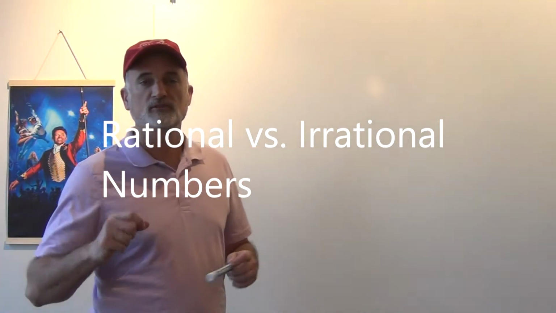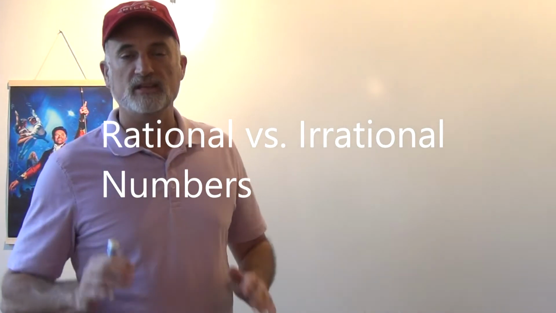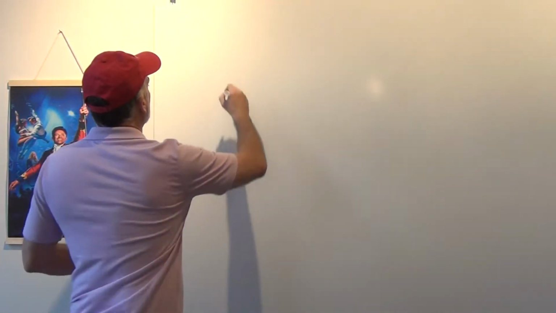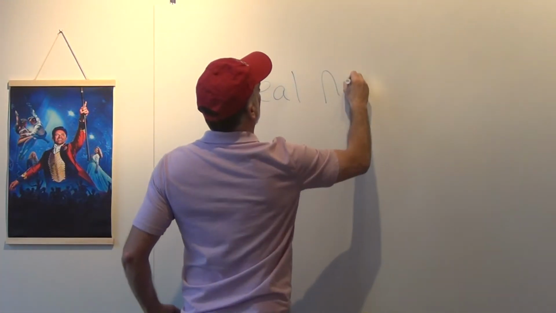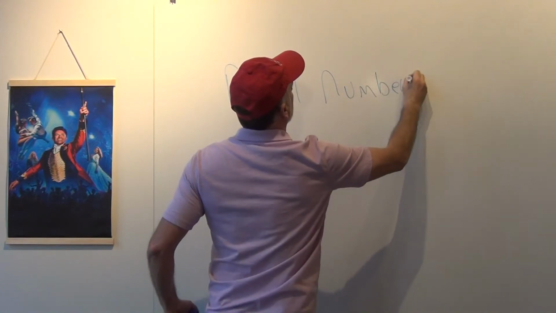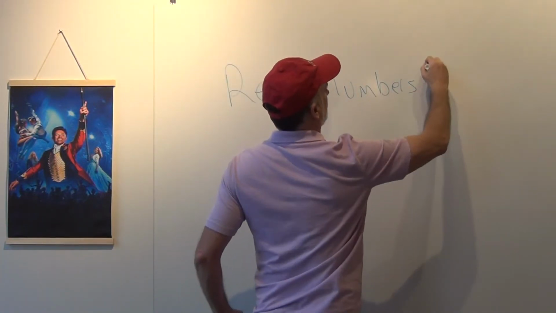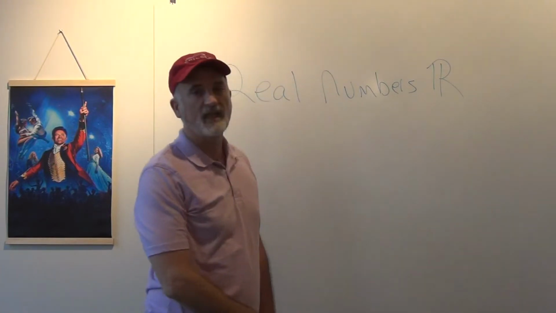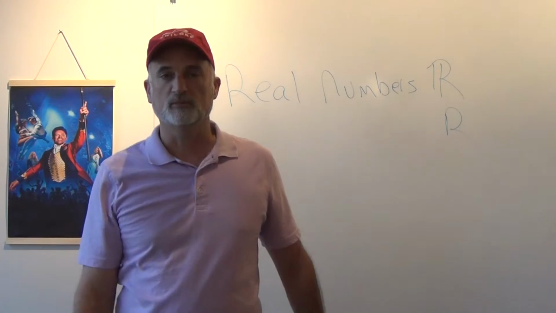Hey everybody, so today we're going to talk about rational and irrational numbers, what the difference is, okay? So let's start out with real numbers. All real numbers. And do you remember the sign for all real numbers? It's going to look like that, okay? Sometimes just all real numbers, okay?